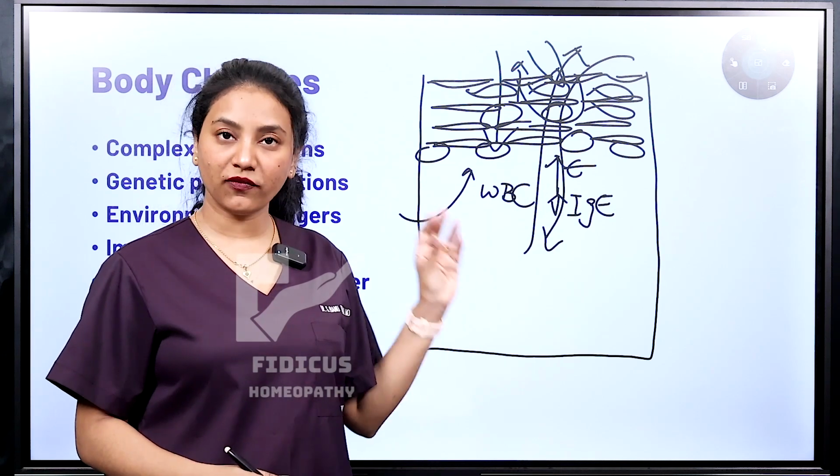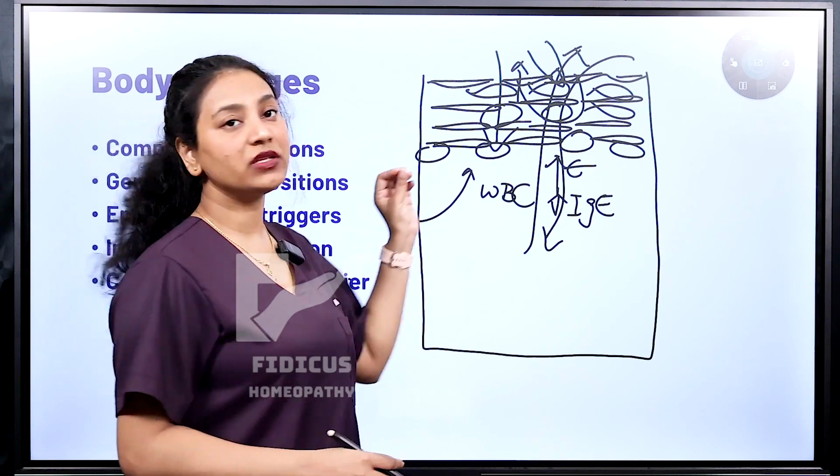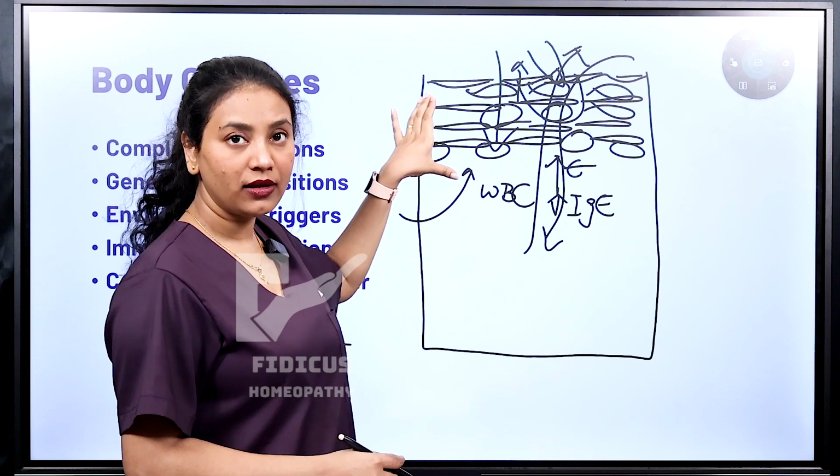So because there is a mutation in the filaggrin gene, and also because of the genetic predisposition, there is a compromised skin barrier.